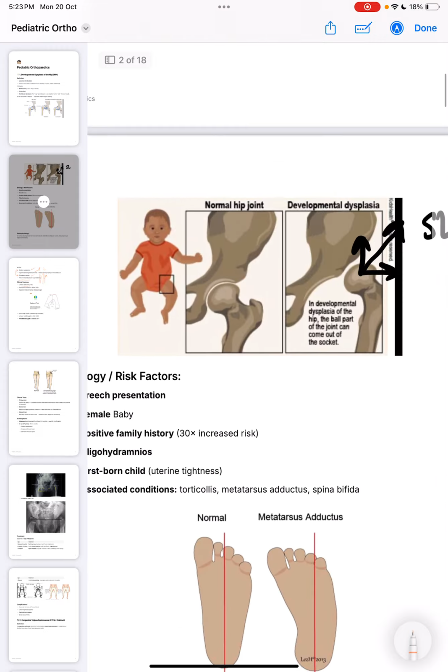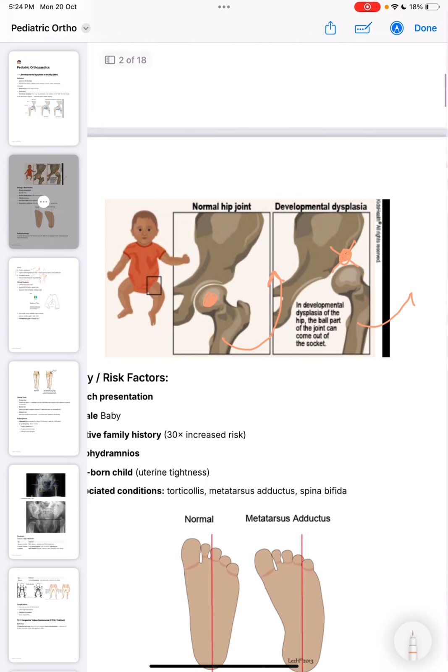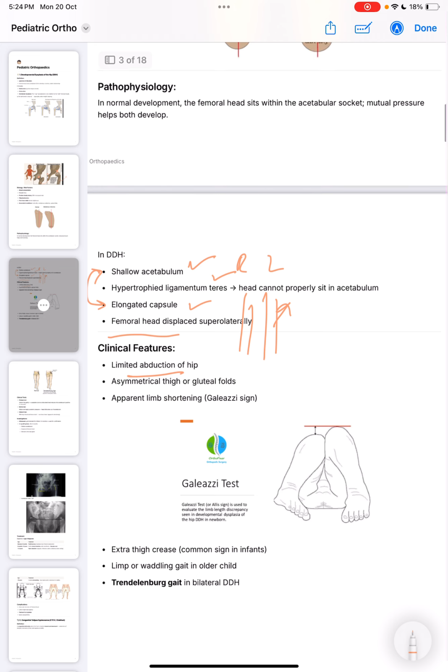Of course, you can just imagine that when it is stuck like this, the ball-and-socket range of movement will be limited. But imagine it is here. When it tries to abduct, it's going to hit this structure right here, right? And when it hits the structure, it's not going to be able to properly abduct. So there is limited abduction, limited range of movement, and asymmetrical thigh or gluteal folds.